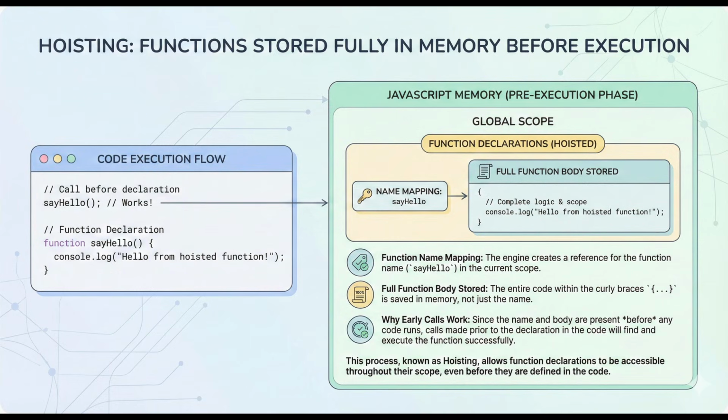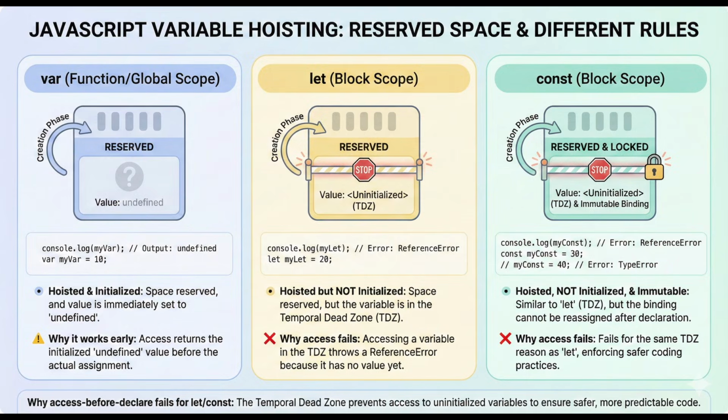Now let's talk about variables. When JavaScript sees a variable declared using var, let, or const, it does not store the value yet. It only reserves space for the variable name. For variables declared using var, JavaScript assigns the value undefined during this preparation phase. For let and const, JavaScript still reserves memory, but it does not allow access until execution reaches that line. This is the key difference that causes confusion.